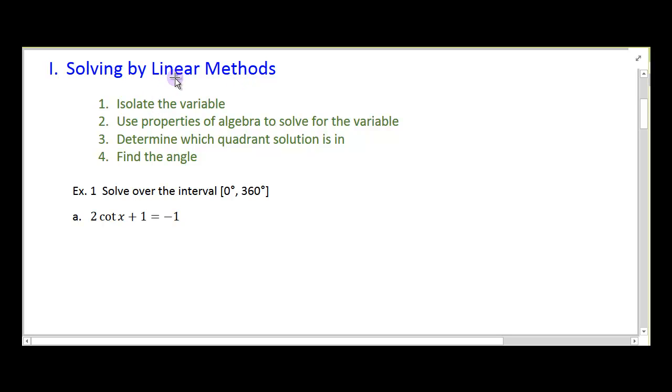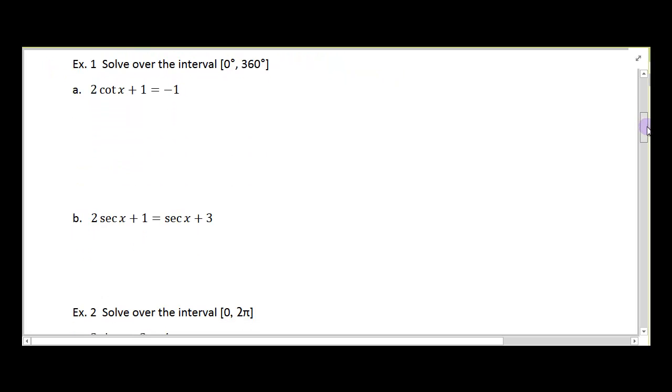Now, you're pretty familiar with this because it's what you've been doing to solve algebra equations for a long time. We would isolate the variable, use the properties of algebra to solve, in other words, the addition, subtraction, or maybe we would divide off a coefficient. Once we get our trig term, which is the variable, isolated, we would determine which quadrant my angle or the solution is going to fall in, and then we use the inverse in order to solve the angle. So we're going to look at this first set of examples, and for them I'm looking at solutions that fall between 0 and 360 degrees. So I'm doing degree measurements here.